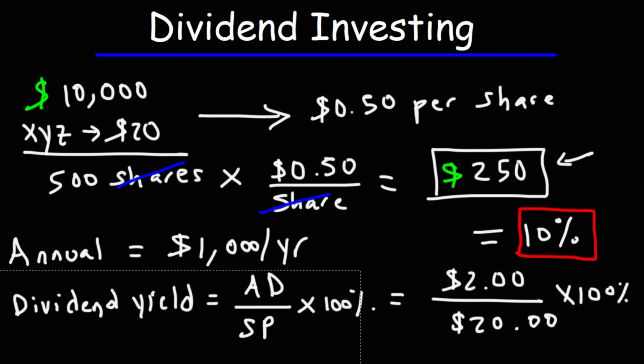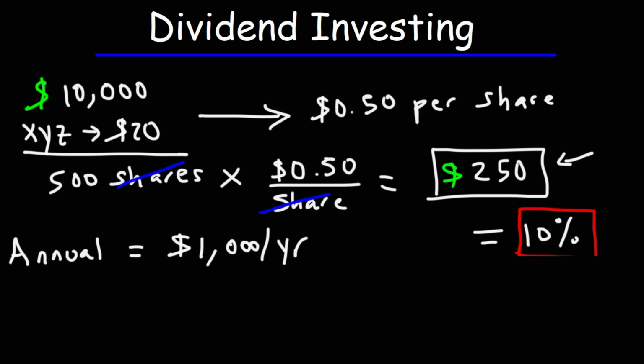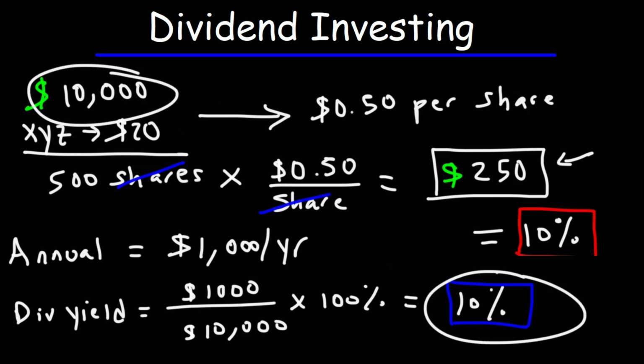Now, we can get the same answer looking at it from another perspective. So if we take the annual amount of what we're going to earn in dividends, which is $1,000, and we divide that by our original investment, which is 10,000, multiply that by 100%, this will give us the same answer of 10%. Notice that if you multiply 10,000 by 10%, it'll give you this number, 1,000.